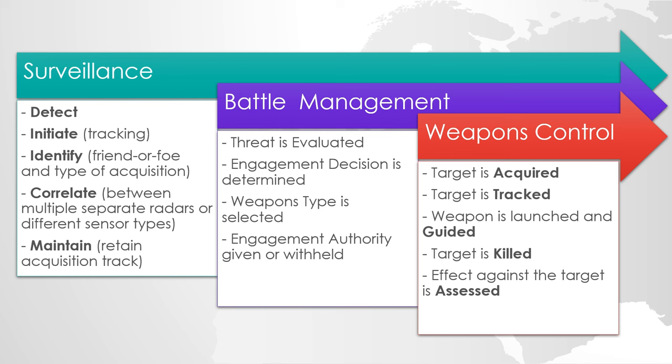After the engagement authority gives the engage order, the IADS kill chain transitions to the weapons control function. Here, weapons pairing occurs, i.e. launchers and missiles are assigned, target is acquired, target is tracked, weapon is launched and guided, target is killed, and the effect against the target is assessed. See our episode Q&A on COFAs and BDA for more information about the phases of battle damage assessments.